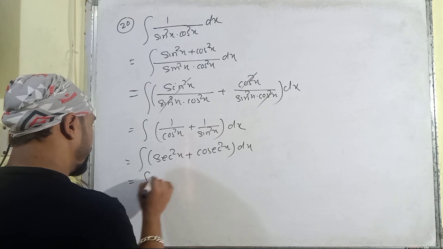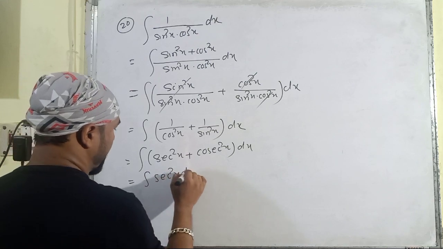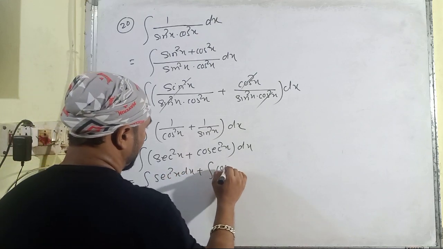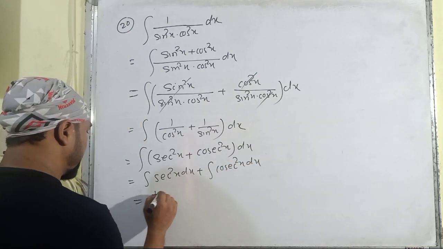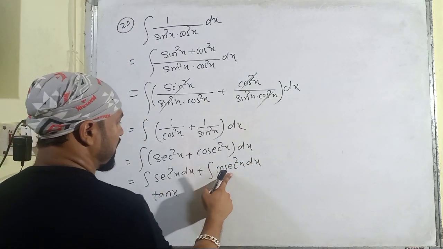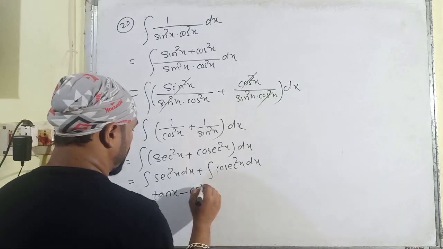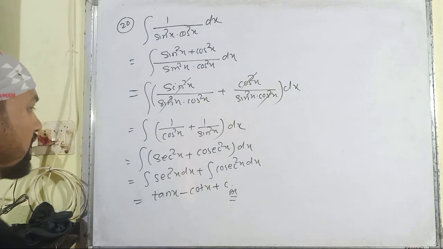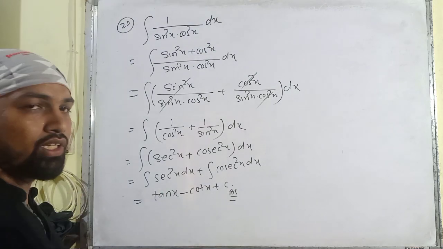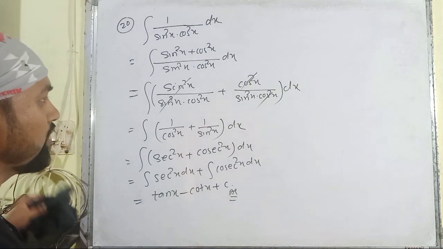Then integral of sec square x dx plus integral of cosec square x dx. Integral of sec square x is tan x. Integral of cosec square x is minus cot x plus any constant c, and this will be the answer for problem number 20. Then coming to problem number 21.